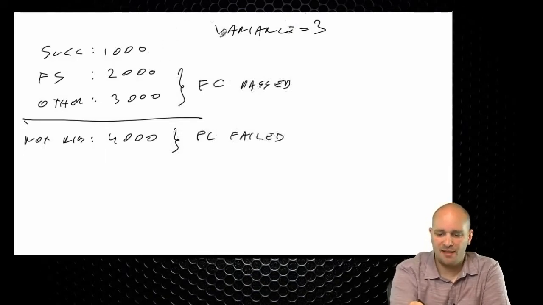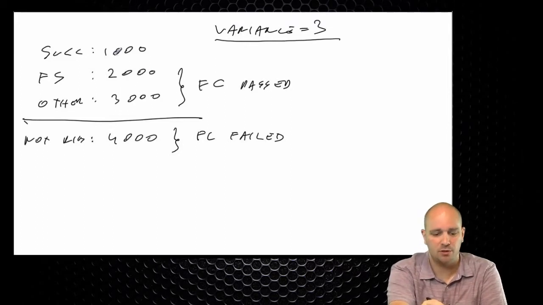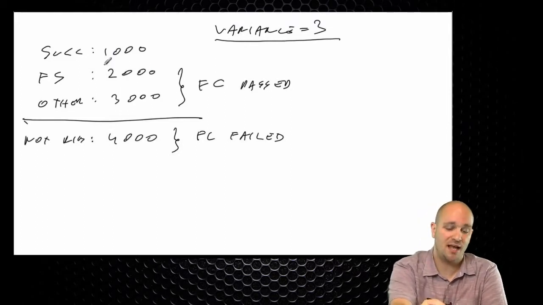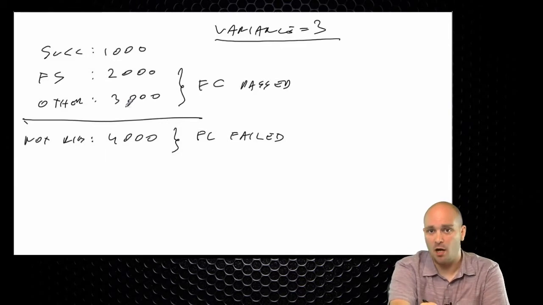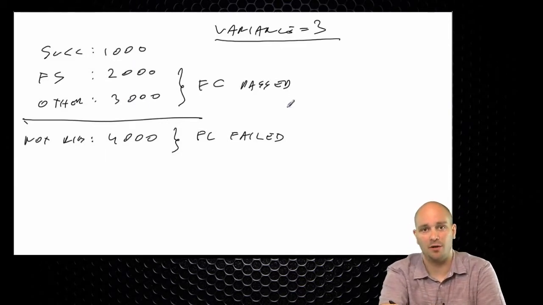So if we multiply variance 3, we are considering only these two routes here. They have already passed the feasibility condition, and then we multiply this by 3. So the new value for comparison is 3,000. All the routes that have passed the feasibility condition that have their own cost at 3,000 or less are going to be inserted into the routing table. So these two end up in the routing table.